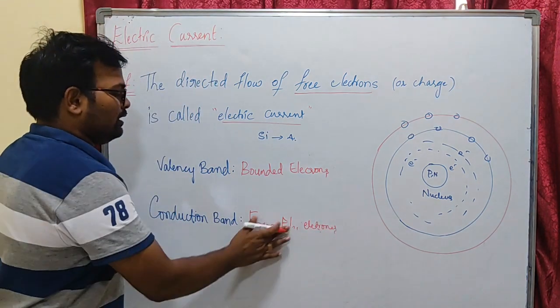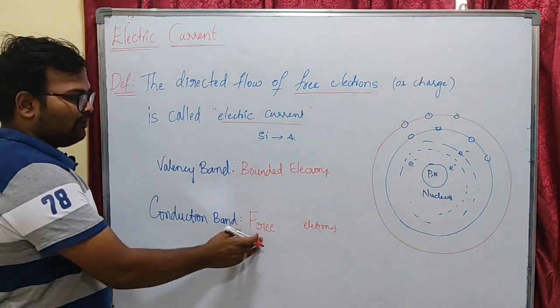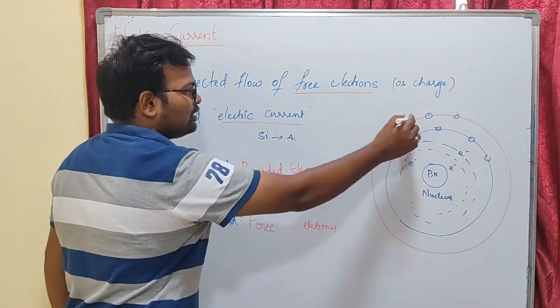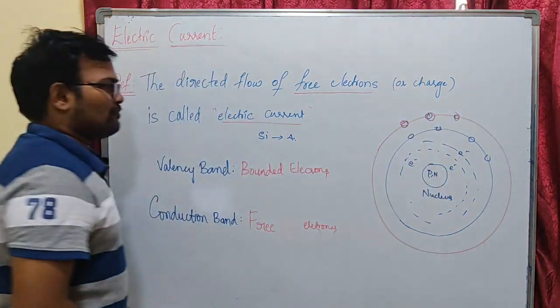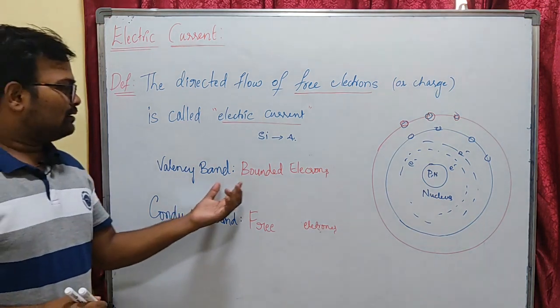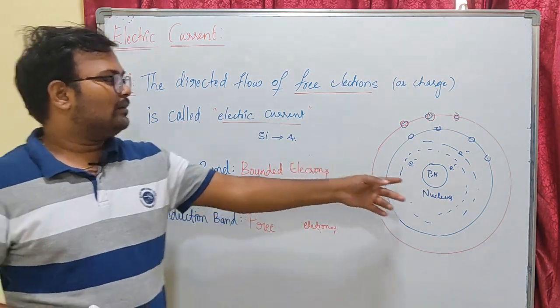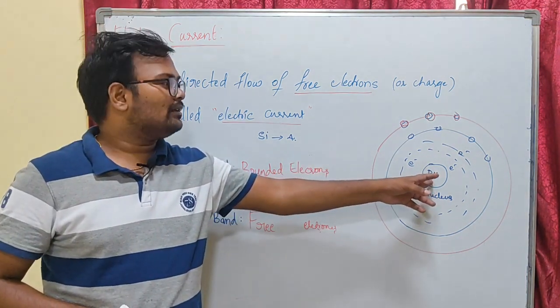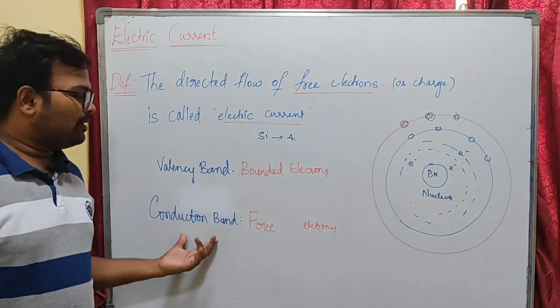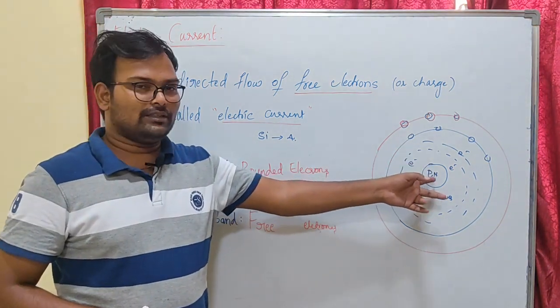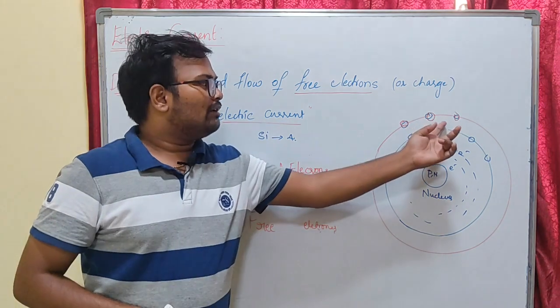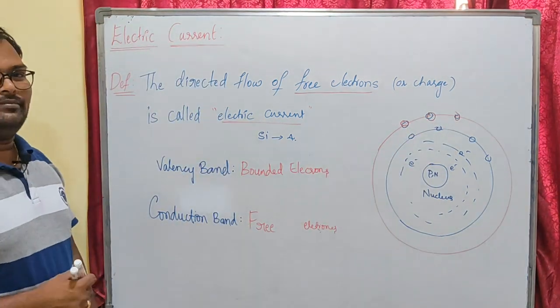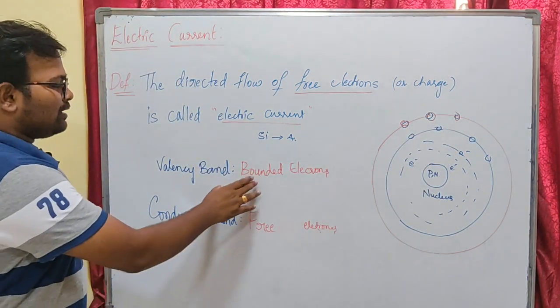Free electrons means there is no force of attraction of the nucleus on these free electrons in the conduction band. The electrons in the valency band are influenced by the field of the nucleus, but the electrons in the conduction band are free from the attraction of the nucleus. That means these are free to move in any medium. So this is about bounded electrons and free electrons.